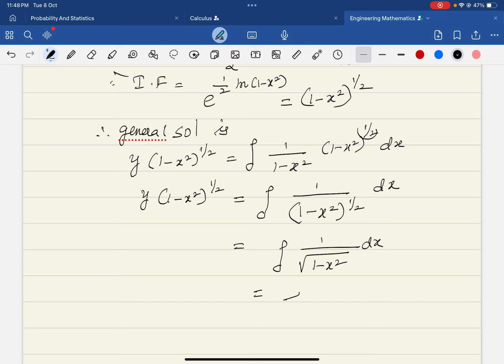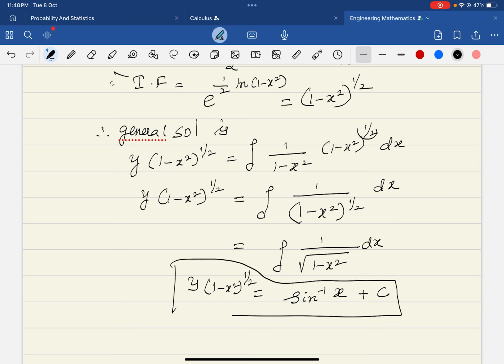This is the formula: the integral of 1 over the square root of a square minus x square is sine inverse of x by a. So it is sine inverse x plus c. And this is y times the square root of 1 minus x square. So that is equal to sine inverse x plus c. So with this we have completed the linear differential equations.